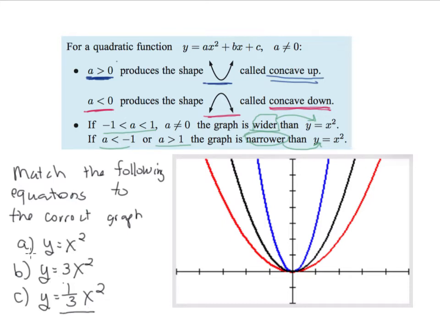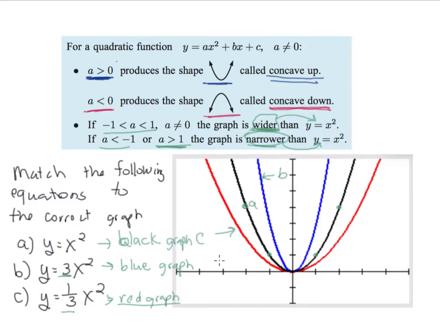So let's start with C. I have 1/3 x squared. So I know 1/3 has to be wider than our parent graph, so it needs to be my widest graph. So I'm going to say that has to be the red equation. 3 is larger than 1, so that has to be my narrower graph, so that will be blue. And then my parent graph needs to be the one in the middle. I could also check the parent graph by using those values that we have memorized: (1, 1), (2, 4), (-2, 4), etc. So that would be the black graph.